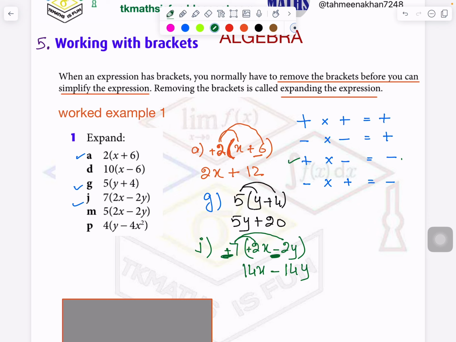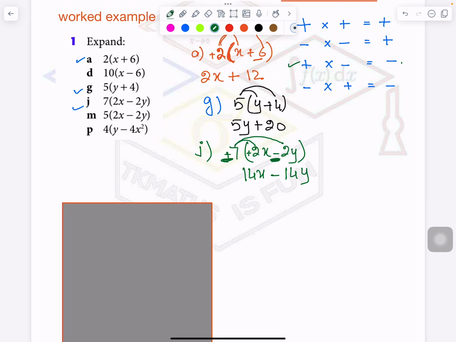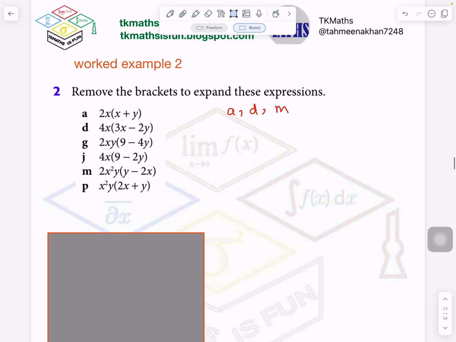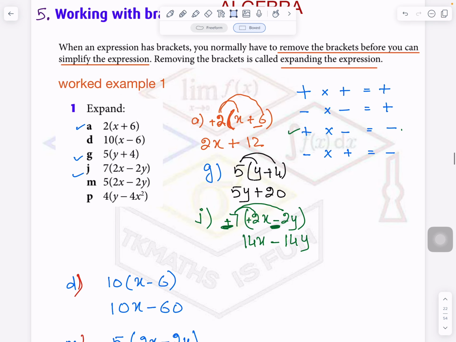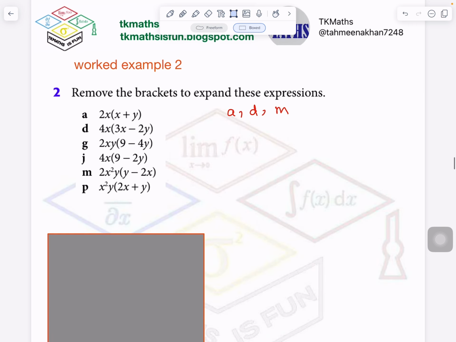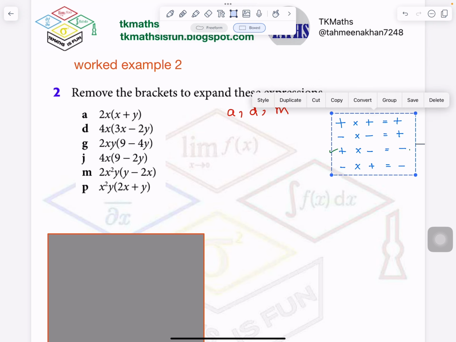Now try to do D, M and P yourself, and then you can see the solution here. You can put the video on pause now. Okay, now let's do these questions. They are a little advanced, not very different, but a little different. Let me write these signs here again, in case you need the reference. You have to remember this sign rule.